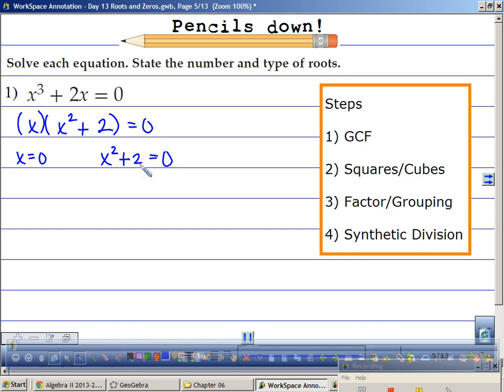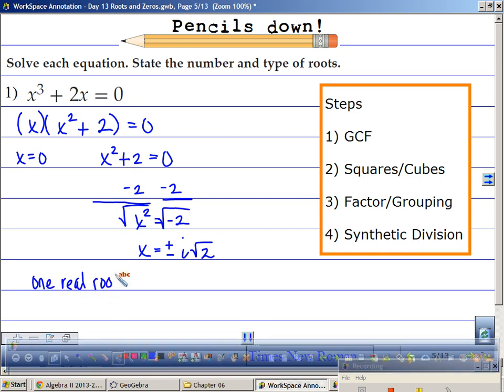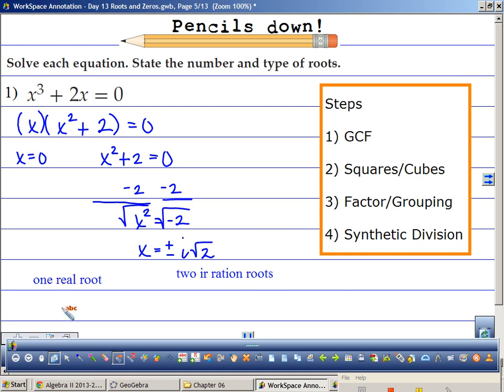Jacob, how would I solve it? Subtract the 2 from both sides, and I would get x squared equals -2. What would I do with that? Take the square root of both sides, and I have x equals plus or minus i root 2. Good. So how many real roots? One real root. And how many irrational roots? 2 irrational roots. My one real root is 0.